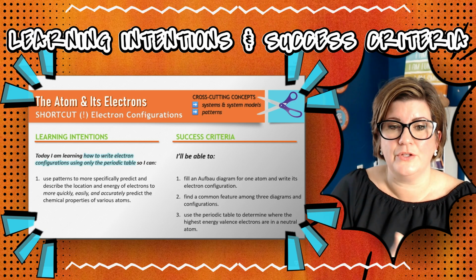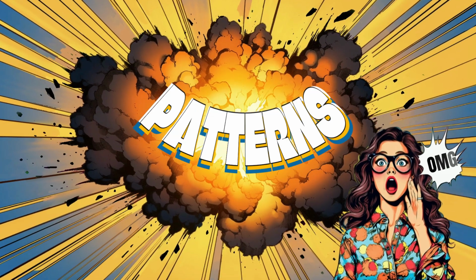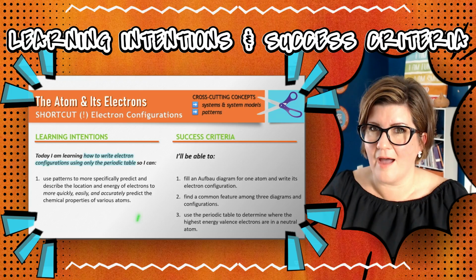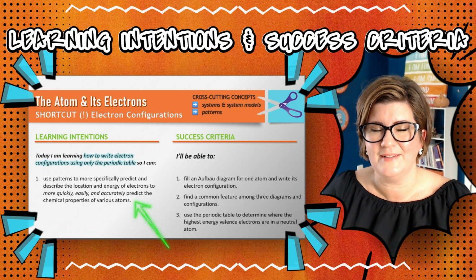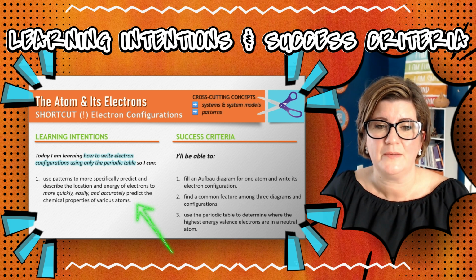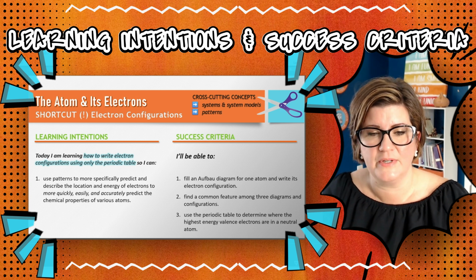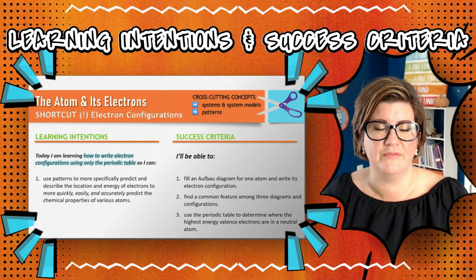So I can use patterns. Use the periodic table and the patterns there to more specifically predict and describe the location and energy of electrons, to more quickly and easily and accurately predict the chemical properties of various atoms.